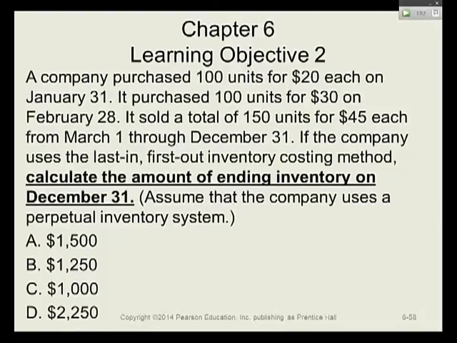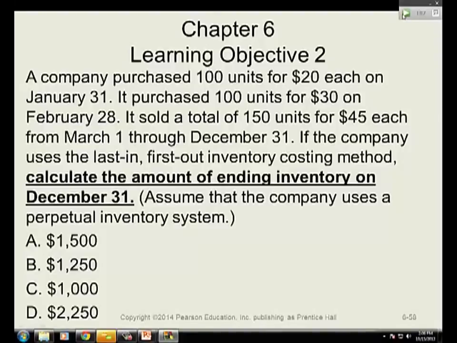All right, so now here are the real ones. Exam simulated question. Now, a lot of computations on the next exam, so let's see what you would do here. I'll read it to give you some cheat time. The company purchased 100 units at $20 each on January 1st. It purchased another 100 units for $30 on February 28th. It sells a total of 150 for $45 from March through December. The company uses last in, first out, and I want to know what is their ending inventory.